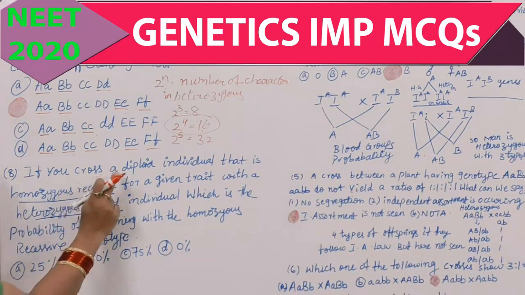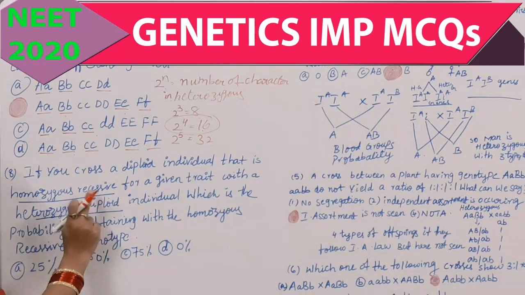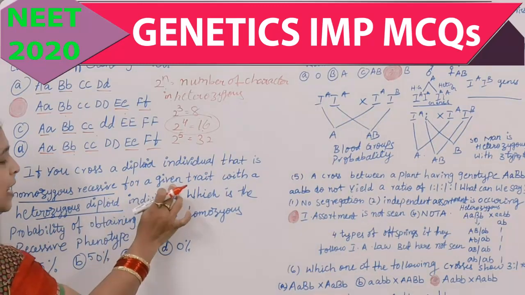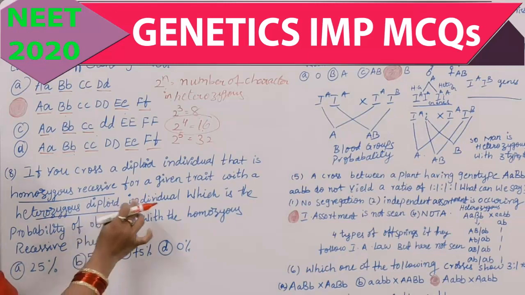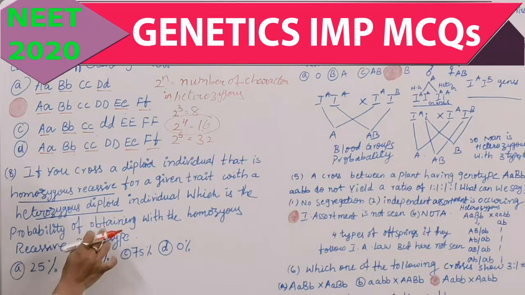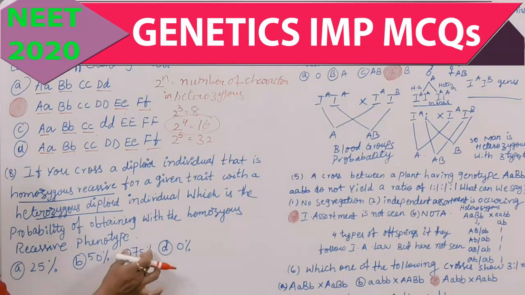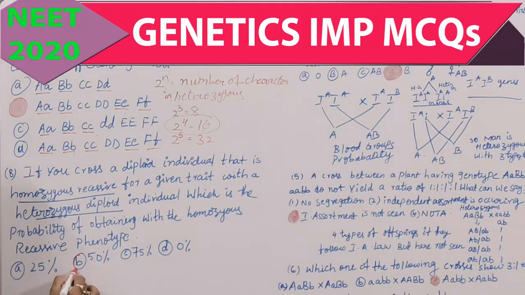If you cross a diploid individual that is homozygous recessive for a given trait with a heterozygous diploid individual, what is the probability of obtaining the homozygous recessive phenotype? They have given the options 25%, 50%, 75% and D is 0%. The answer is B, that is 50%.